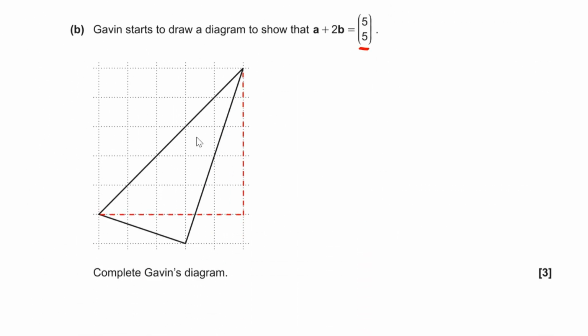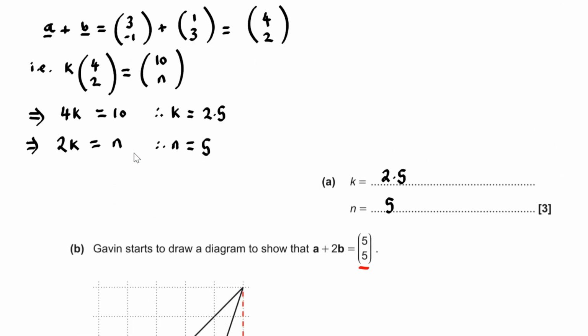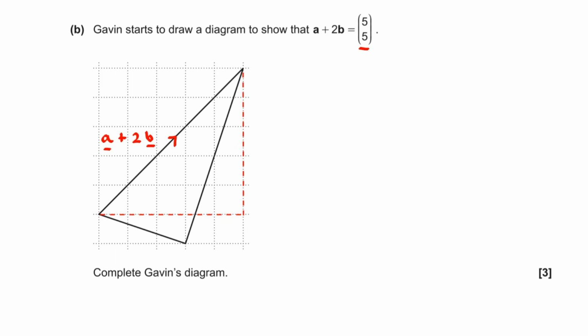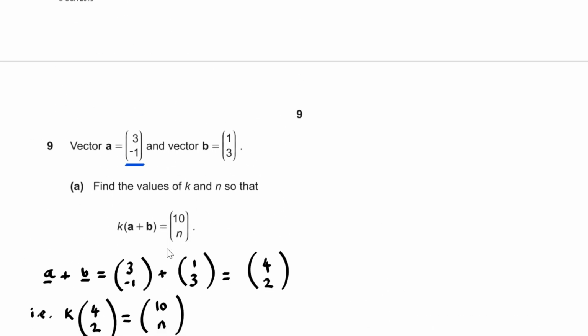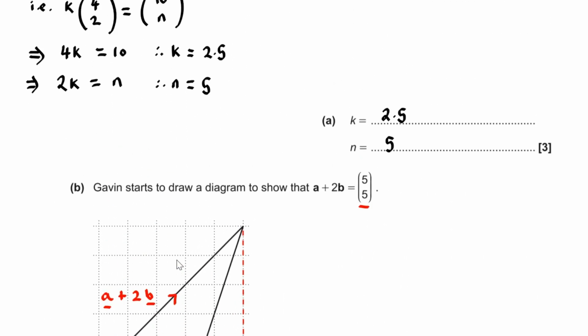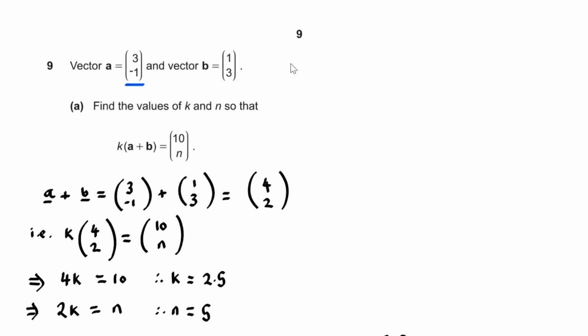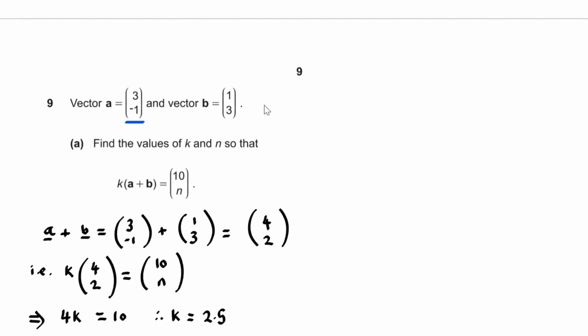So first of all, you can see that here we have a plus 2b, and then we've got the (3, -1), so 3 across, that's going 3 across here, and then we go 1 down, like so. So going in this way, we have the vector a. And then for the vector b, that's 1 across, 3 up.